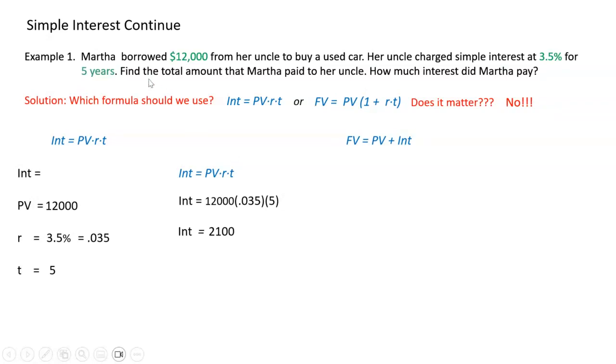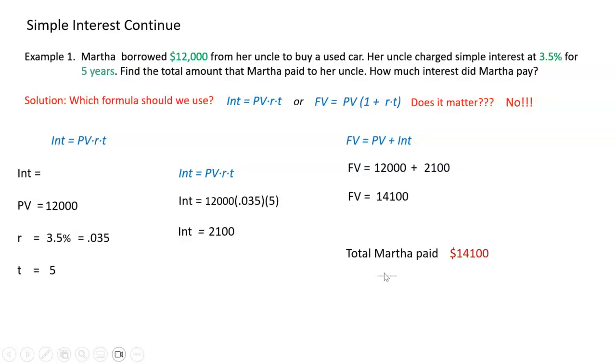Now, the question is, find the total amount that Martha paid to her uncle. What we just got, the 2,100, is the answer for the second part. So to find the future value, we use the other formula, which is future value equals present value plus the interest. My present value was 12,000, and the interest is 2,100. We add them up, and that's going to give us 14,100. So to answer the first question, the total Martha paid was 14,100. That's how much she paid.